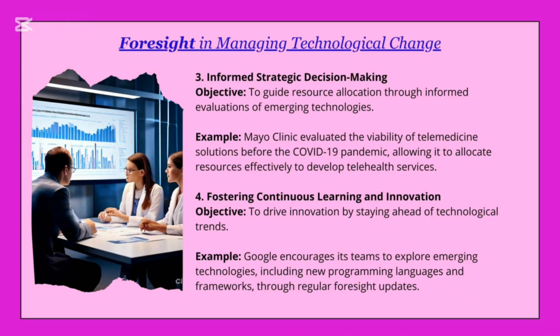Number three, inform strategic decision making: to guide resource allocation through informed evaluations of emerging technologies. Example, Mayo Clinic evaluated the viability of telemedicine solutions before the COVID-19 pandemic, allowing it to allocate resources effectively to develop telehealth services.